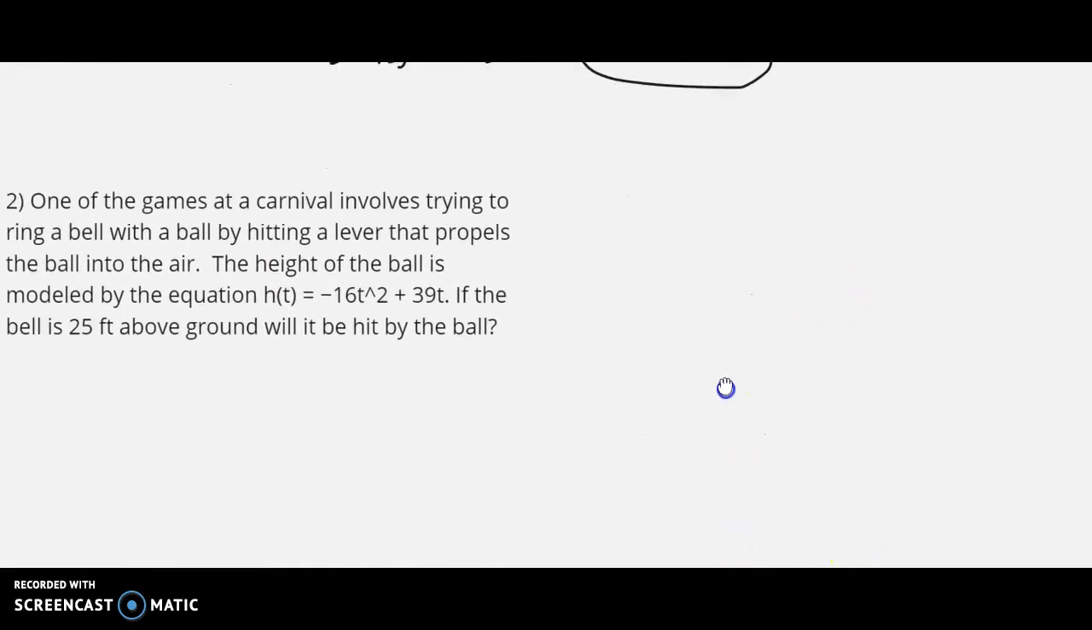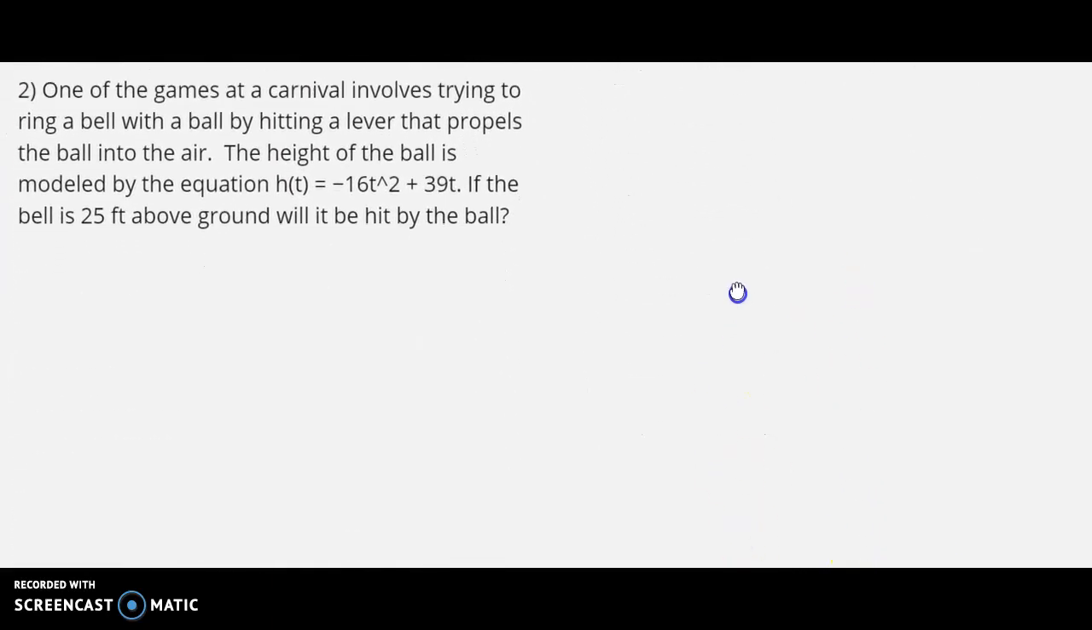Another situation. One of the games at a carnival involves trying to ring a bell with a ball by hitting a lever that propels the ball into the air. The height of the ball is modeled by the equation h of t equals negative 16t squared plus 39t. If the bell is 25 feet above the ground, will it be hit by the ball?